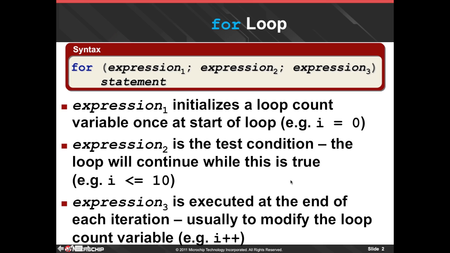Expression 3 is executed at the end of each iteration or loop, and it's usually used to modify that loop count variable. In this case, because we've got an example of I++, we would just add 1 to that loop count variable I.